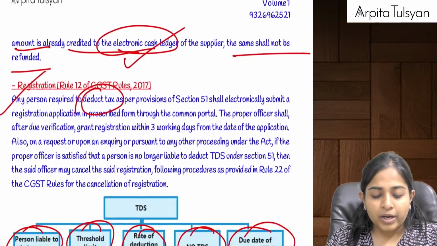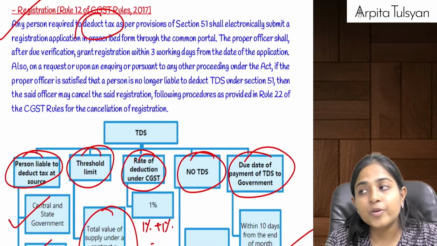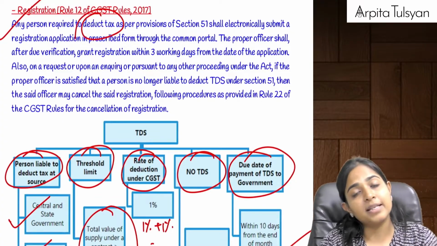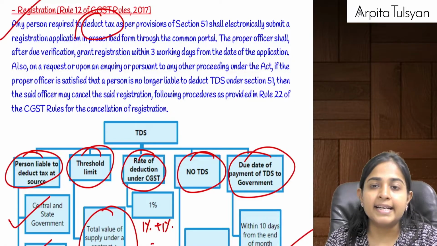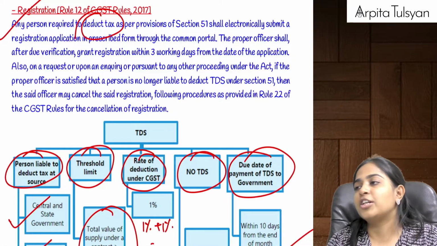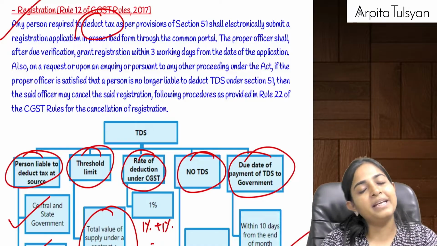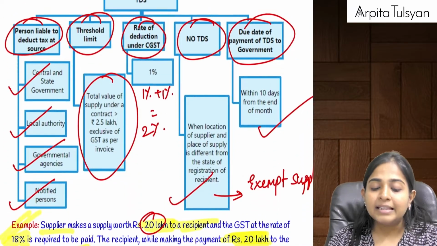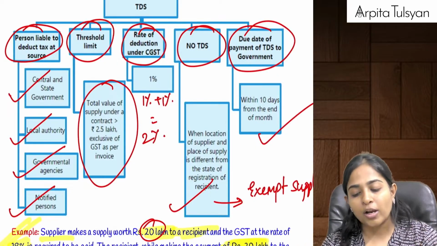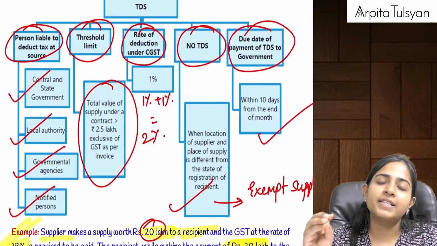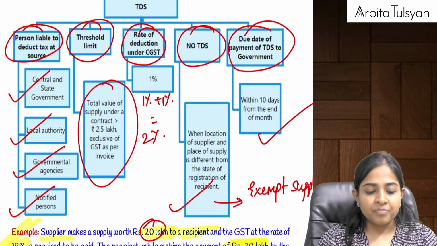Yes. Okay, then after that, the person who is deducting my TDS is required to take a separate registration for the purpose of deducting the TDS. That person will apply for registration on the GST common portal and will be given the registration within a time period of 3 working days. Are you clear with this? This was all about your TDS provisions under section number 51. Okay.